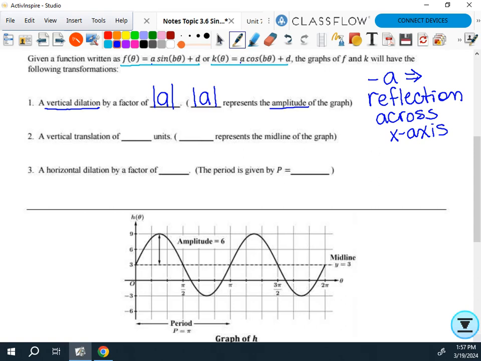All right, so then our vertical translation, just like it has been before, that's your shift up and down. That's D, not absolute value, because the sign on that tells you if you're going up or down, right? And since this is a midline, keyword being line, y equals D represents the midline of the graph.